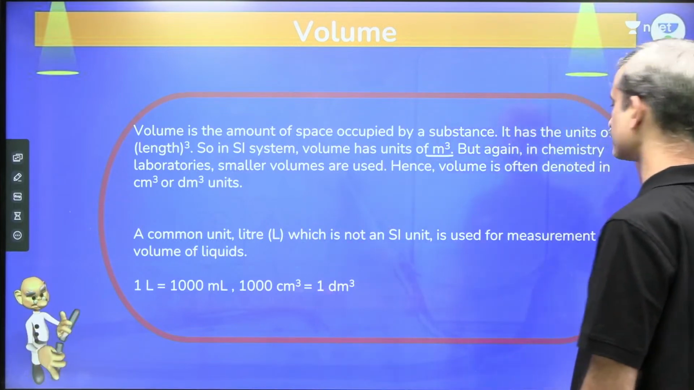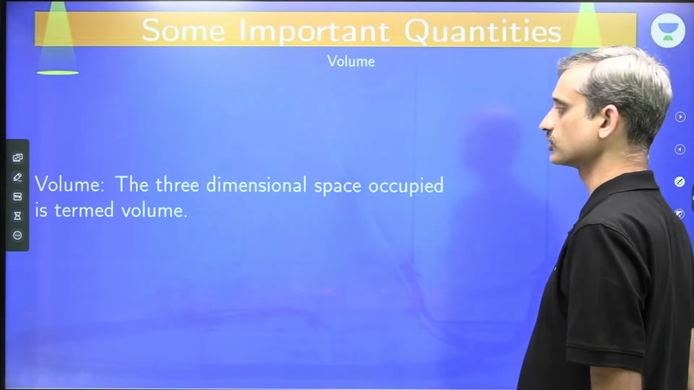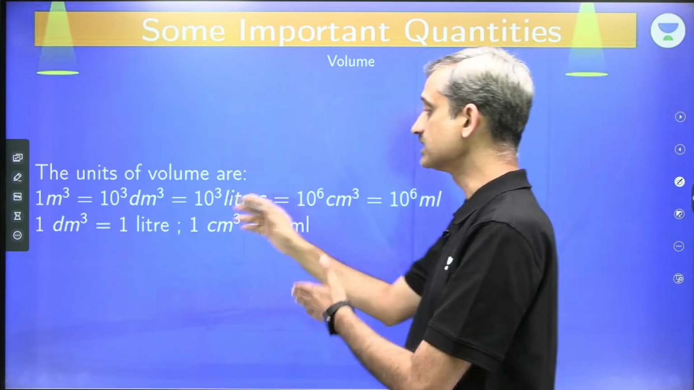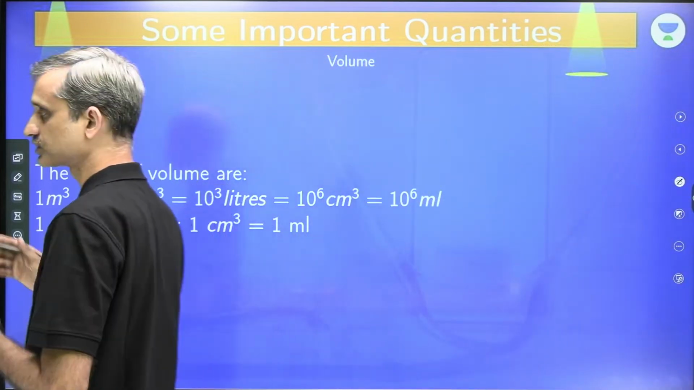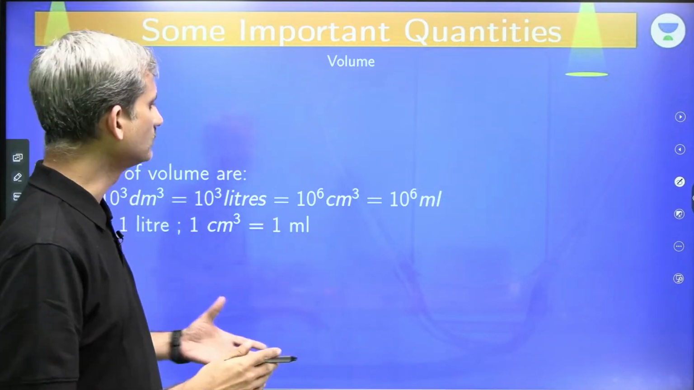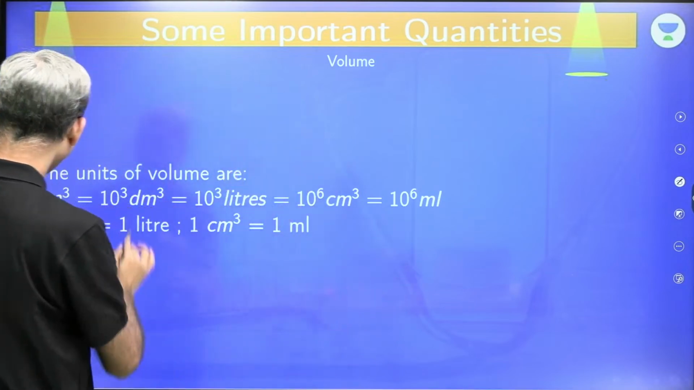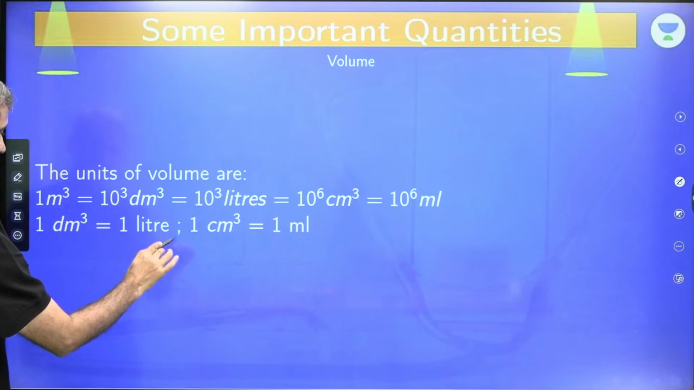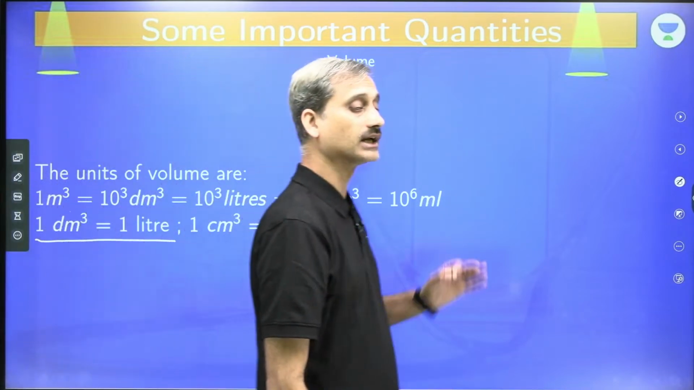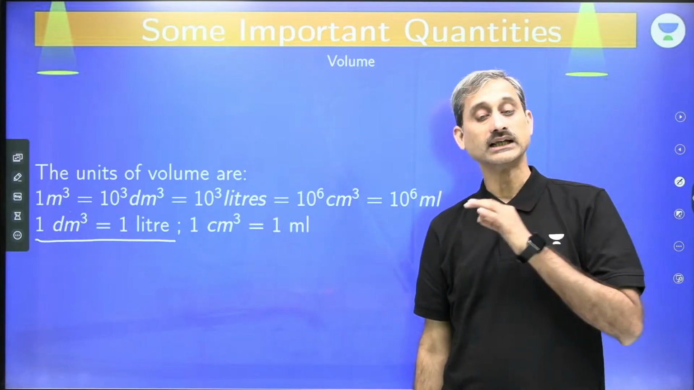So liter is a common unit, and here we talk about the conversion factors. The three-dimensional space occupied is termed as volume. The units of volume are meter cube, decimeter cube, liters, centimeter cube, milliliters. These are the units which we are using in our daily work. Now, you need to understand one very important thing, and that is 1 decimeter cube is exactly equal to 1 liter.